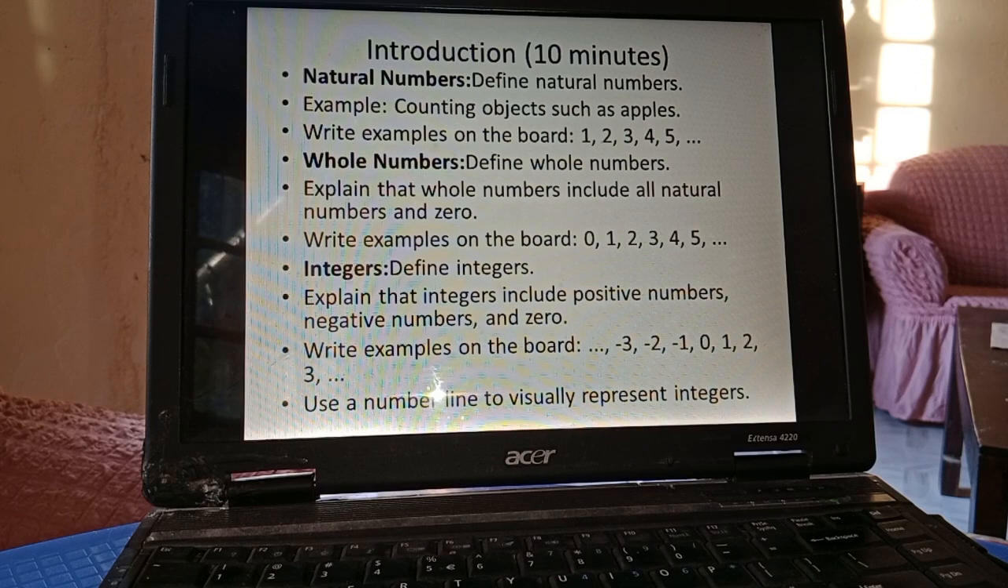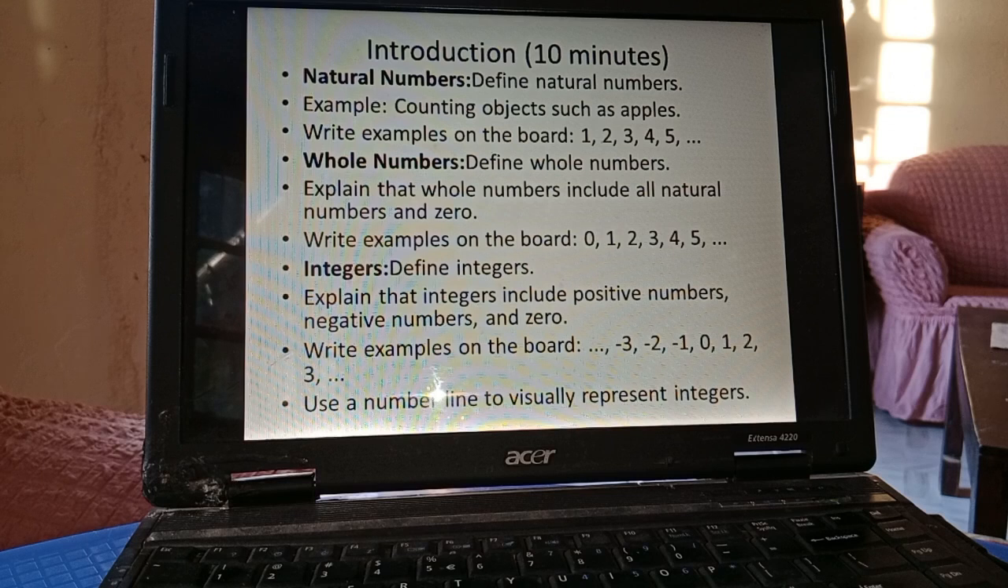Introduction, 10 minutes. Natural numbers, define natural numbers. Example, counting objects such as apples. Write examples on the board: 1, 2, 3, 4, 5. Whole numbers, define whole numbers. Explain that whole numbers include all natural numbers and 0. Write examples on the board: 0, 1, 2, 3, 4, 5.